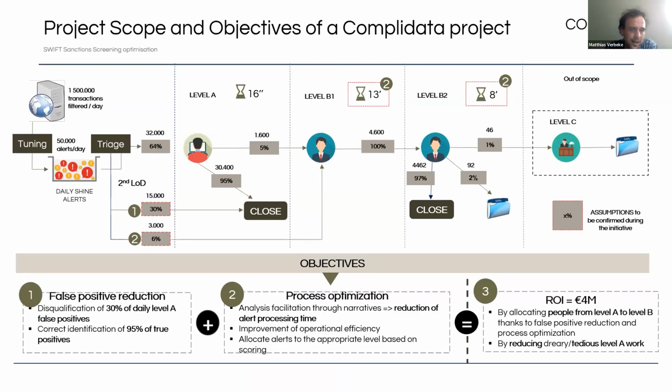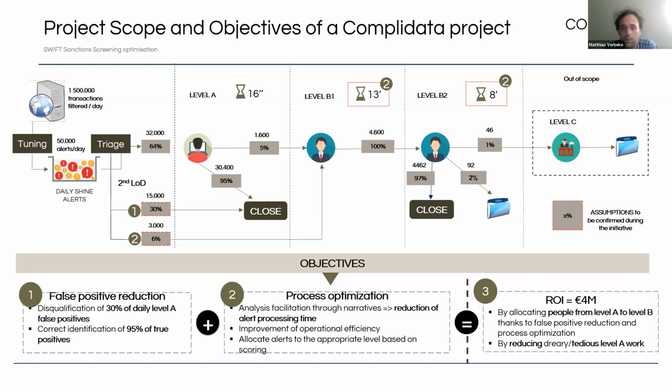And then we also had 6% of these alerts that we could bring immediately to the second level of investigation, so that further investigation could happen on that. And 64% of the total of those 50,000 alerts would only go to level A, where previously 100% would go there. And you need to imagine that at level A, they only have around 16 seconds to be able to go through this exercise.